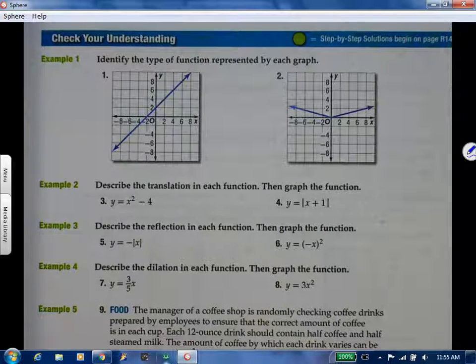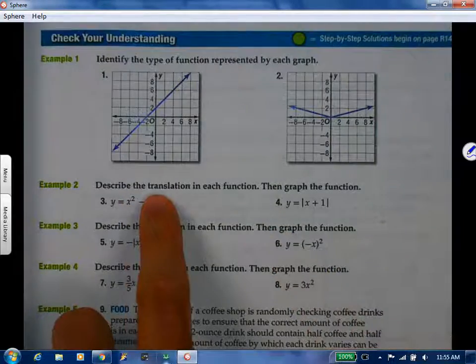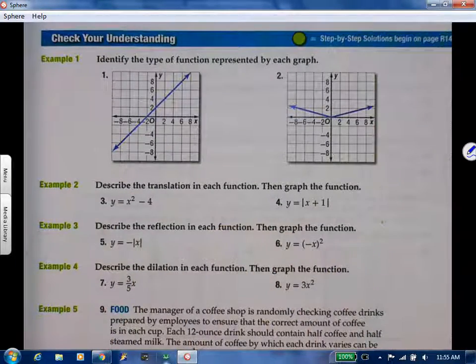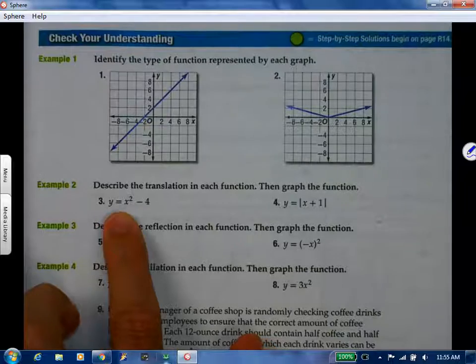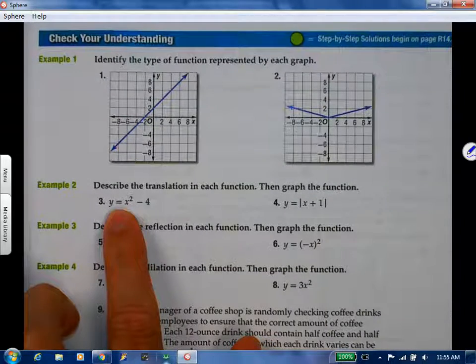So when we get to these, it's going to say describe the translation in each function, then graph the function. I'm going to want you to graph the parent function and the original function. And we will use our calculators to help us if we need to, especially with some of these quadratics. But we will be graphing both of these on the coordinate plane. So the first thing, on number 3, what is my parent function?